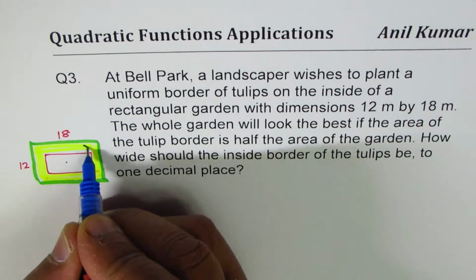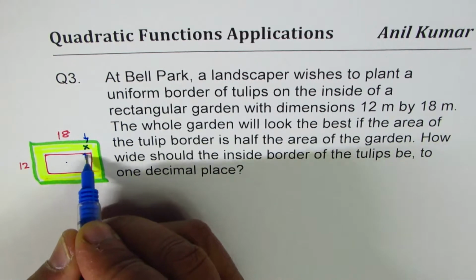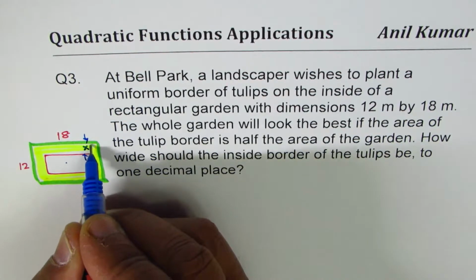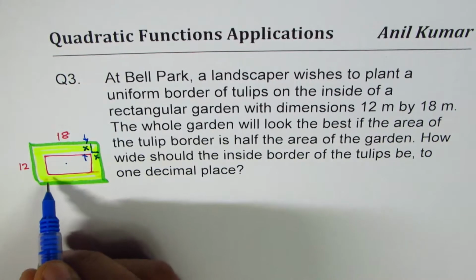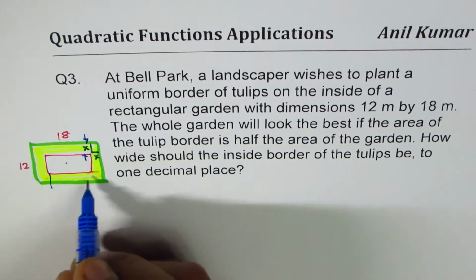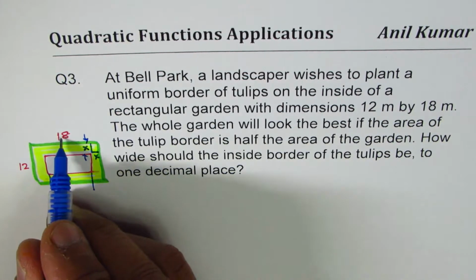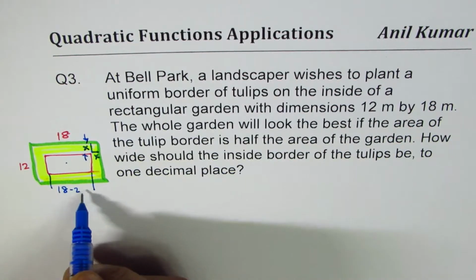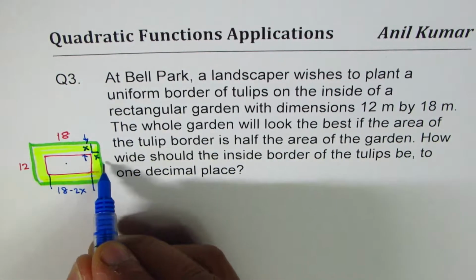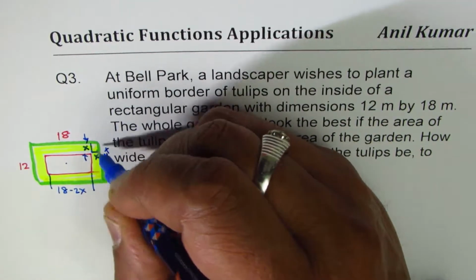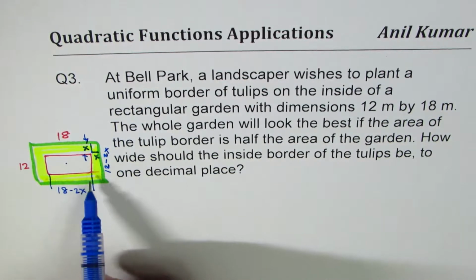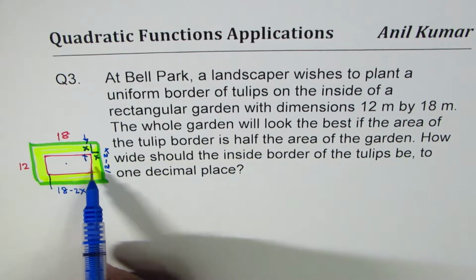Let us say x is the width of the border. Now, we'll have a square x by x here. In that case, the inside garden length will be how much? 18 minus 2x, and the width will be 12 minus 2x. So this will be 12 minus 2x, correct? So that becomes the area of the inside garden. Do you see that?